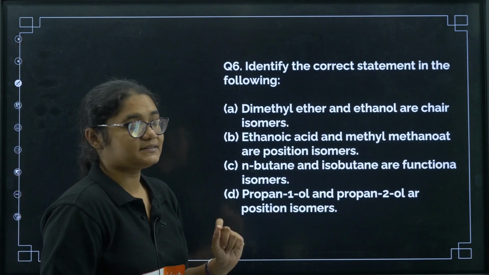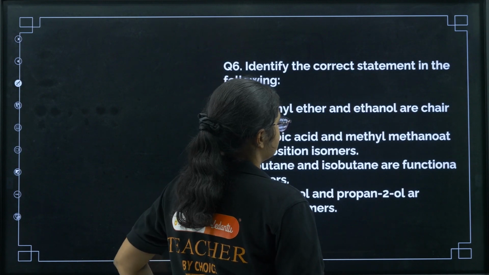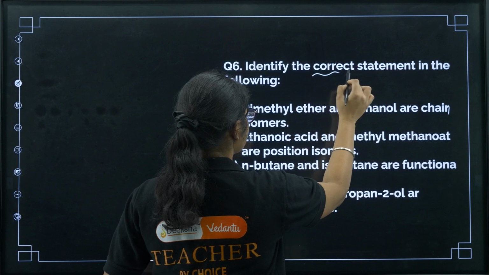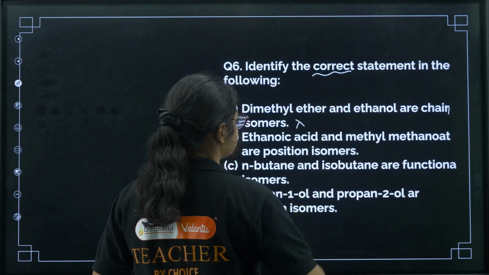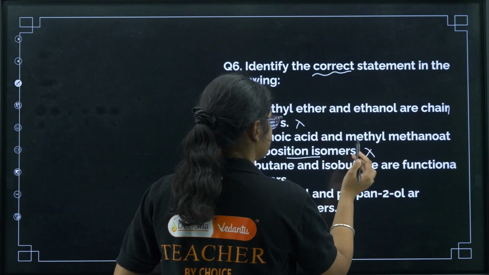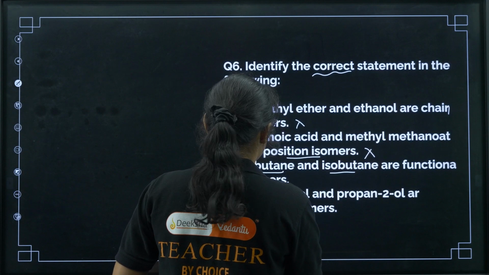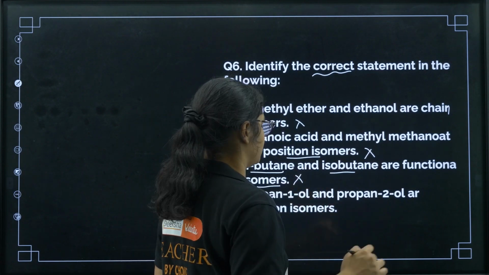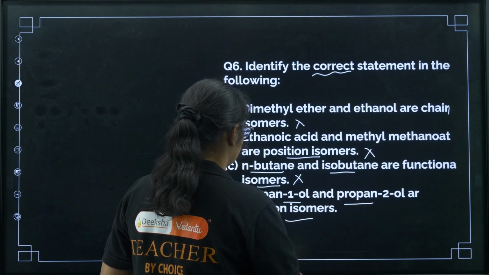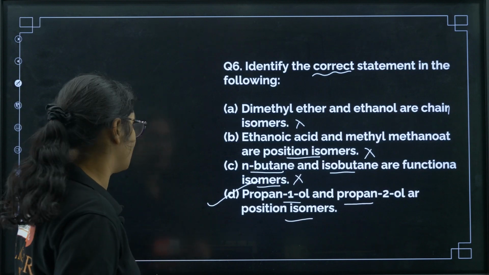Next, identify the correct statement in the following. Dimethyl ether and ethanol are chain isomers. This is incorrect because they are functional isomers. Ethanoic acid and methyl methanoate are position isomers. No, these are also functional isomers. N-butane and isobutane are functional isomers. No, they are chain isomers. Propan-1-ol and propan-2-ol are position isomers. Yes, this is correct because the position of the OH group is different in both the compounds.